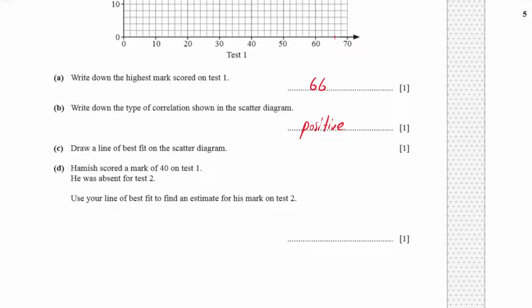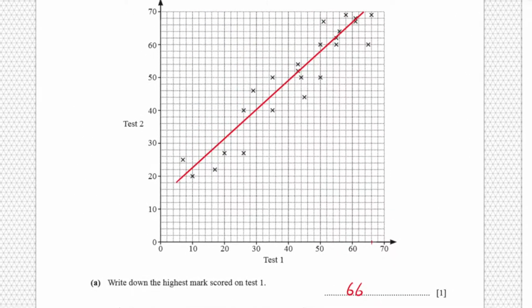So we can take a good guess what Hamish would score on test 2 based on the marks on test 1. Hamish scored 40 marks on test 1, and he was absent for test 2. We need to estimate his mark. So how are we going to do that? Well, 40 marks on test 1, it's there on the line of best fit over there. Let's read that on the test 2 line on the y-axis, right? Well, it seems like that is 49. So our estimate is 49.